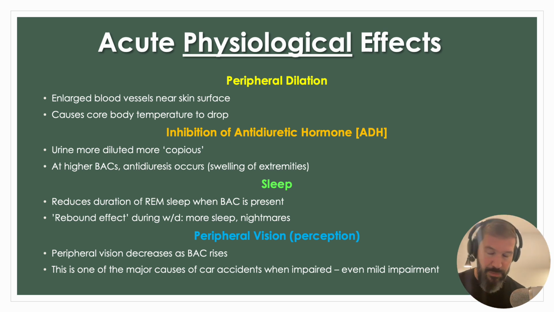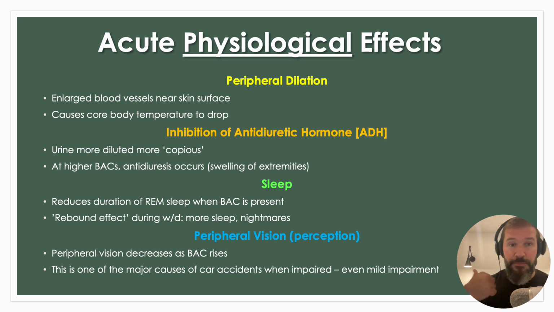Having to do with perception more generally. Peripheral dilation is enlarged blood vessels near the surface of your skin. This primarily causes your core body temperature to drop. This is why, by the way, you should never give alcohol to anyone who is in a state of extreme cold exposure, like hypothermia. If someone is in a state of hypothermia, you should absolutely not give them alcohol. It might make them feel warm. Alcohol gives this kind of pernicious illusion of acute warmth, but it's actually causing your core body temperature to drop. It can accelerate the effects of something like hypothermia.